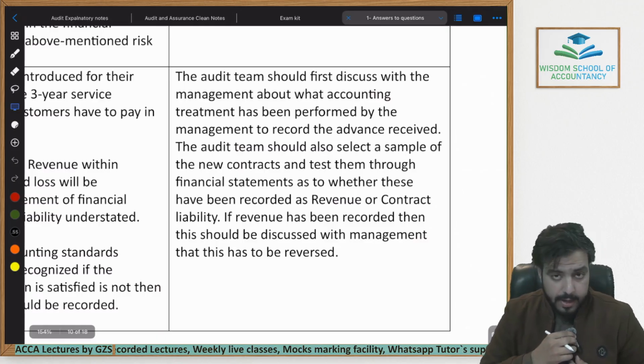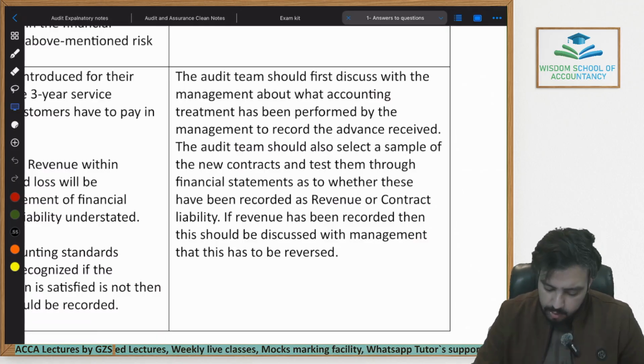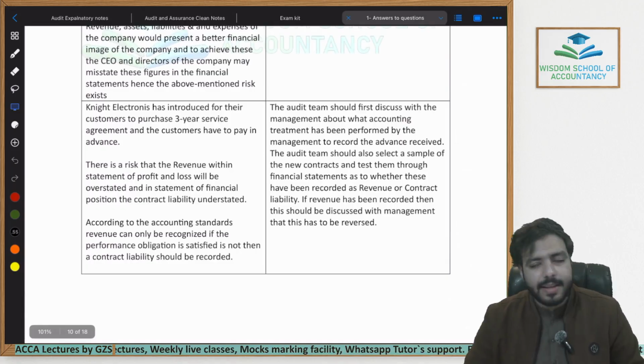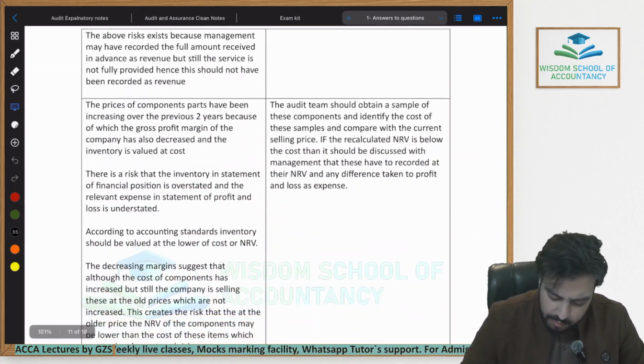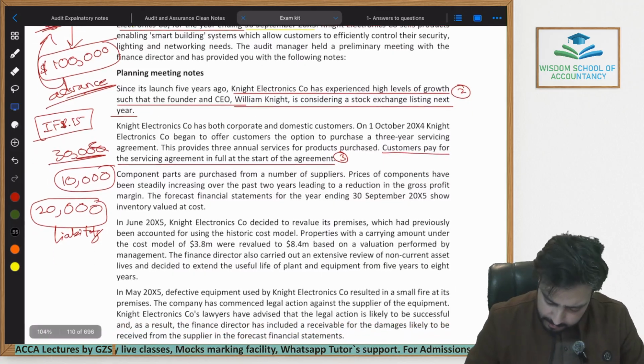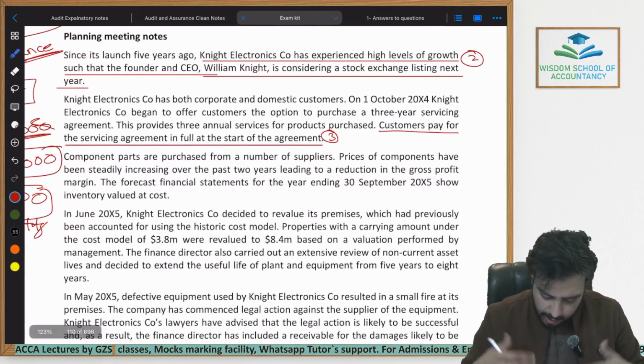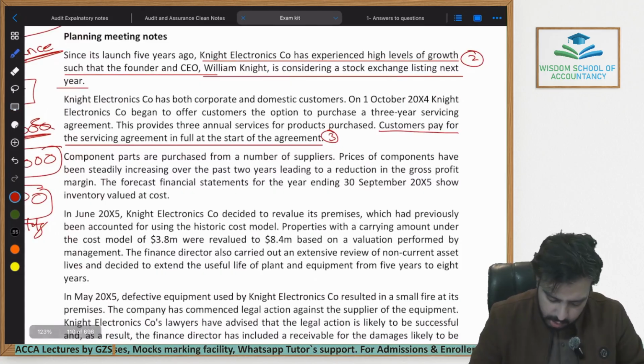If they are recorded in the correct place, well done by the management. They know about contract liability. If they haven't done that, then they have done something wrong, and they have to correct it. Moving towards the next identification criteria, let's move towards identifying more risks from this question.